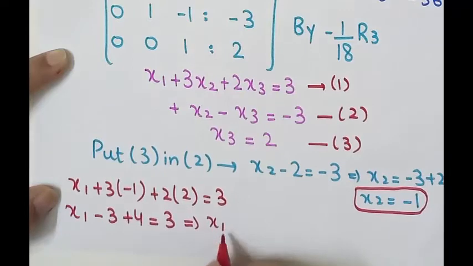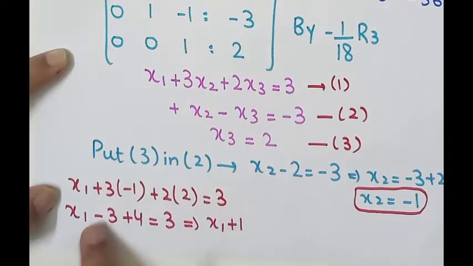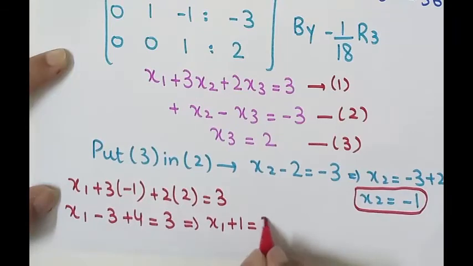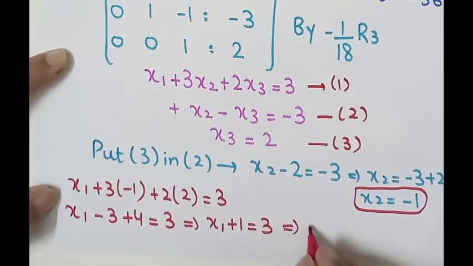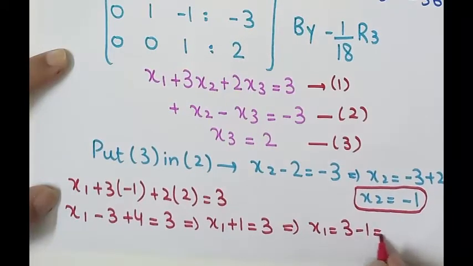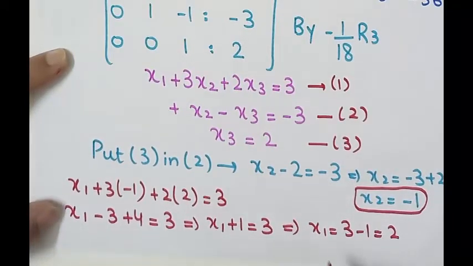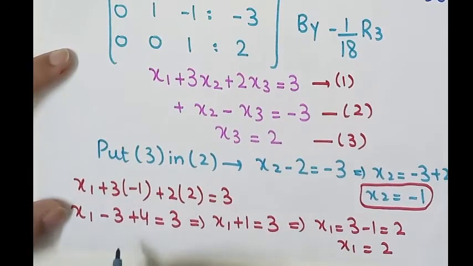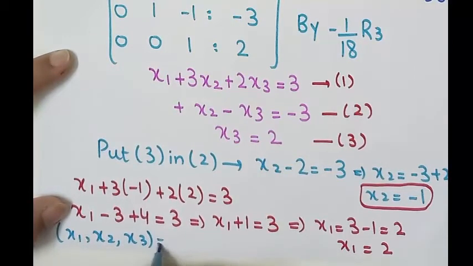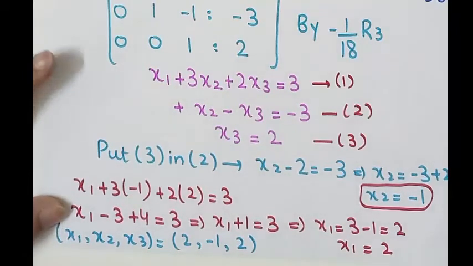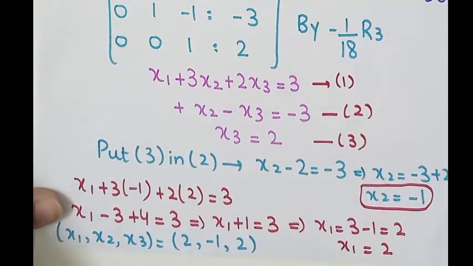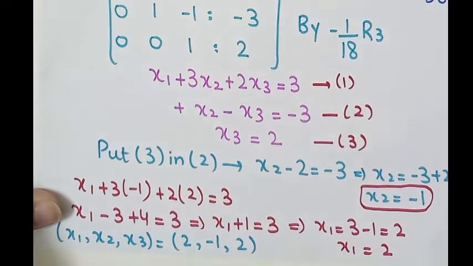which means x1 plus 1 minus 3 plus 4, this is 1, is equal to 3. This implies x1 is equal to 3 minus 1, 2. So x1 is equal to 2. Solution set would be x1, x2 and x3, which means x1 is 2, x2 is minus 1 and x3 is 2. So this is how we reduced an equation by using Gauss elimination method.